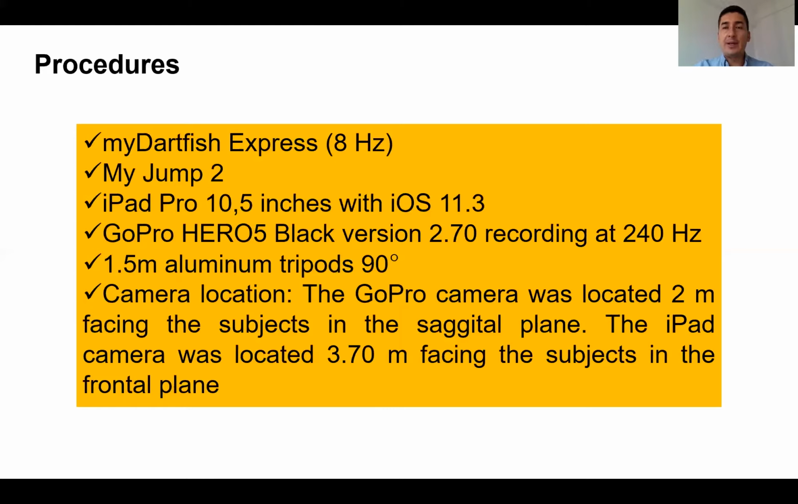The iPad and the GoPro camera were located on 1.5 meter aluminum tripods at 90 degrees, and the GoPro camera was located 2 meters from the subjects, facing them in the sagittal plane. The iPad camera was located 3.70 meters from the subjects, facing them in the frontal plane and zooming into the feet.